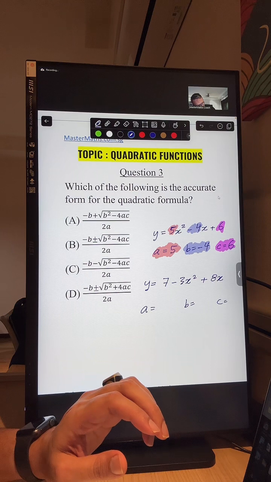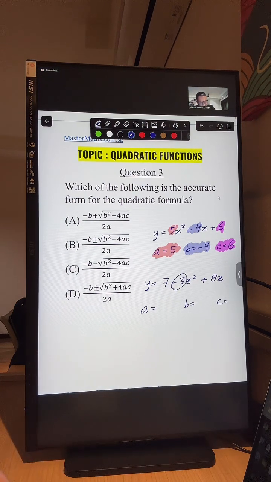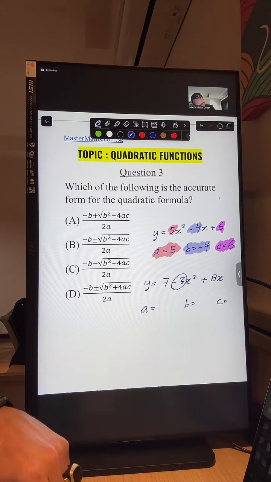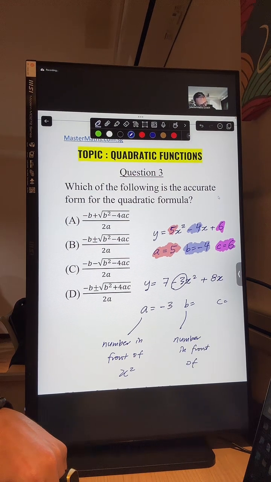My A will always be the number in front of the x square. The A is always the number in front of the x square. So I will put it there: number in front of x square. In this case it will be negative 3. What is my B going to be? B is the number in front of x. So what is that going to be? 8. Fantastic. Good job.